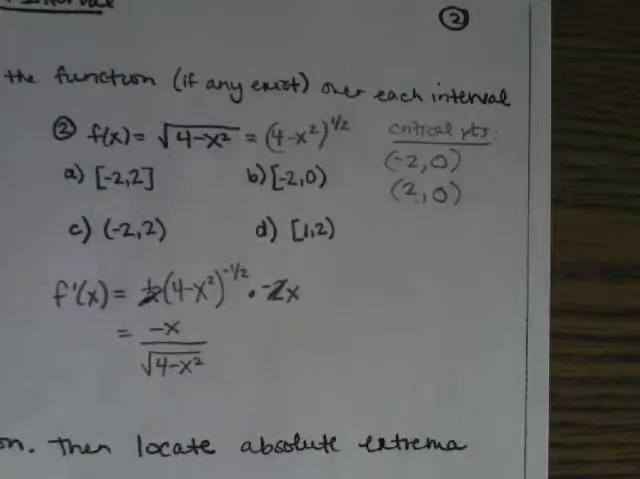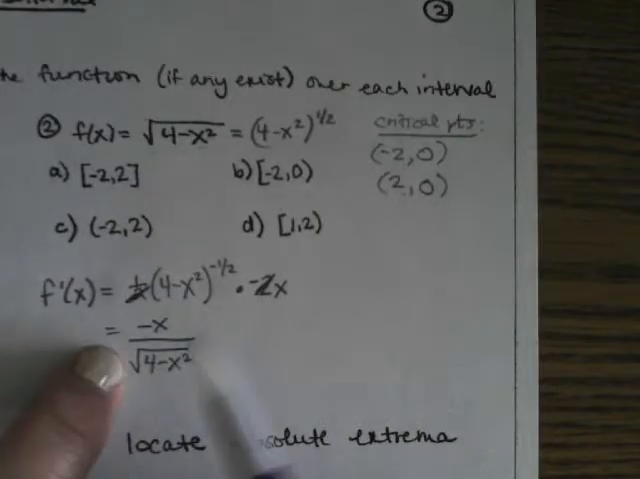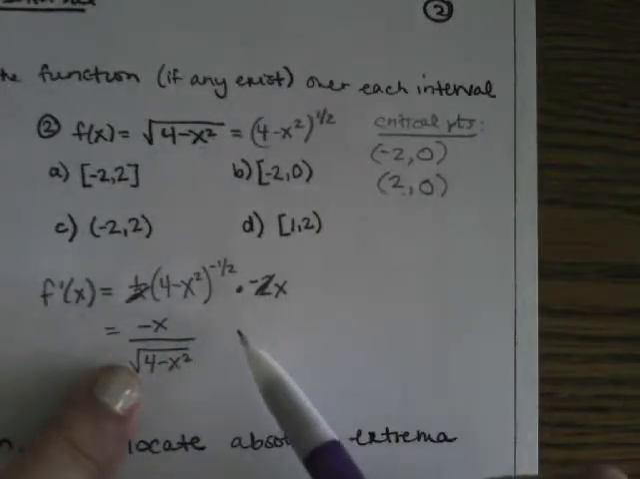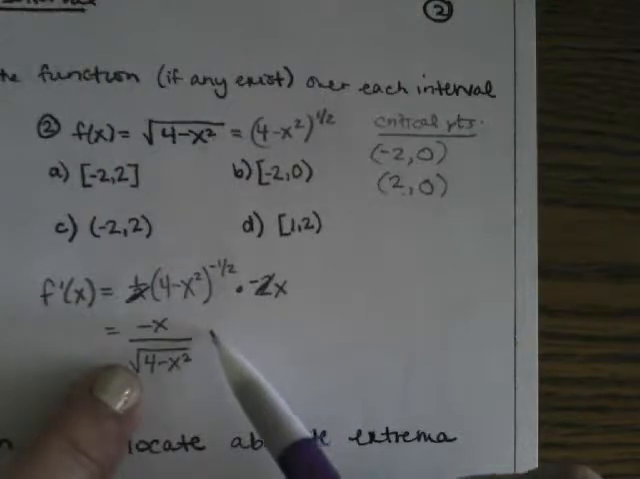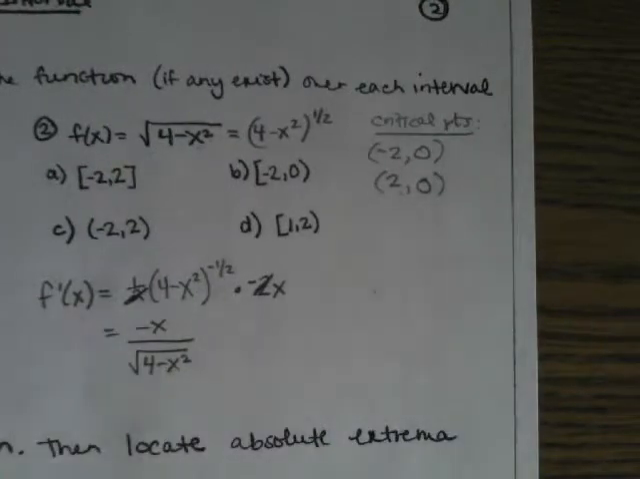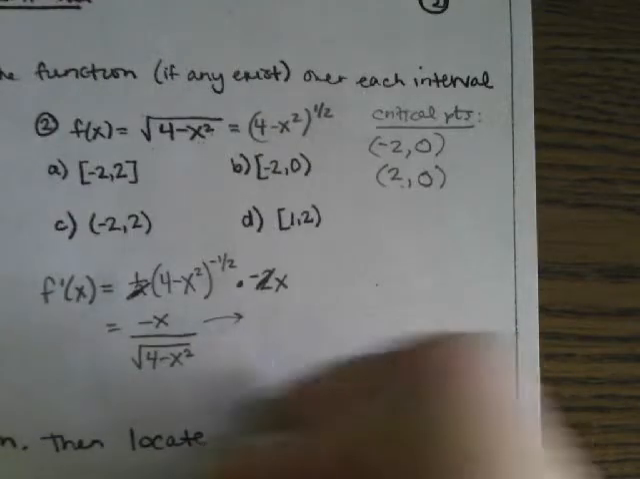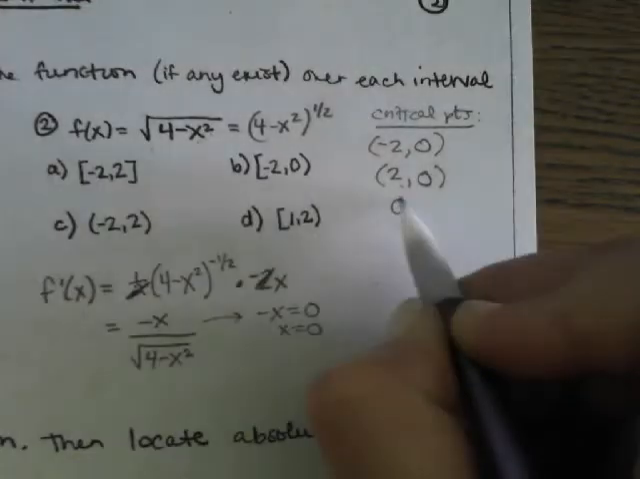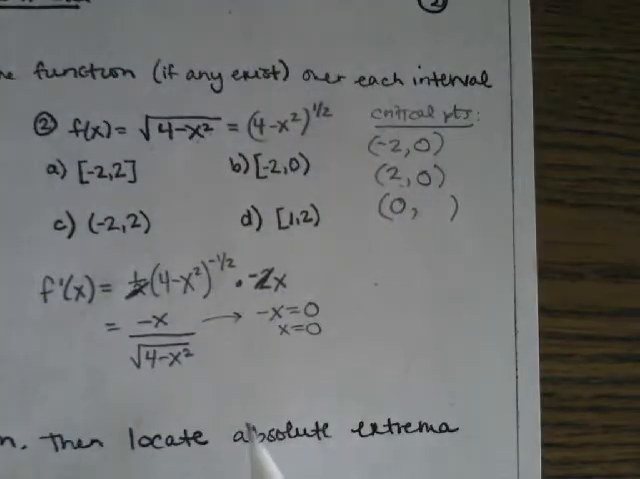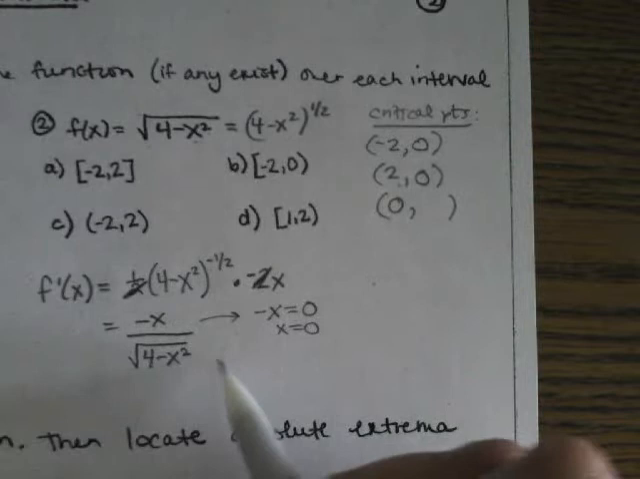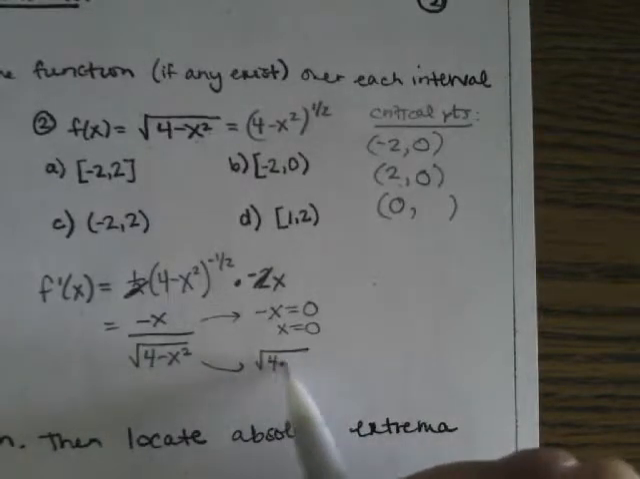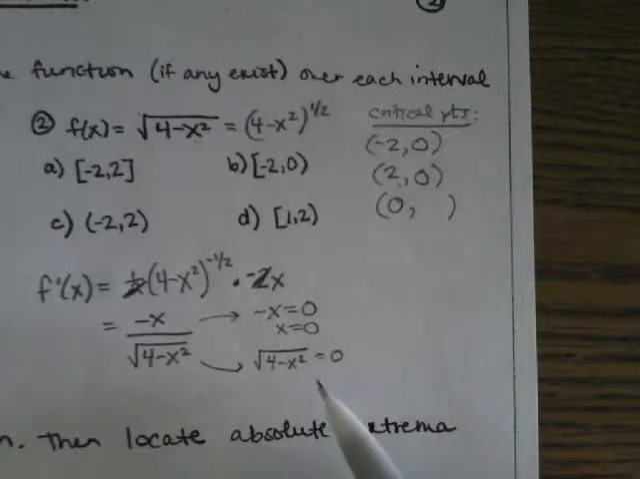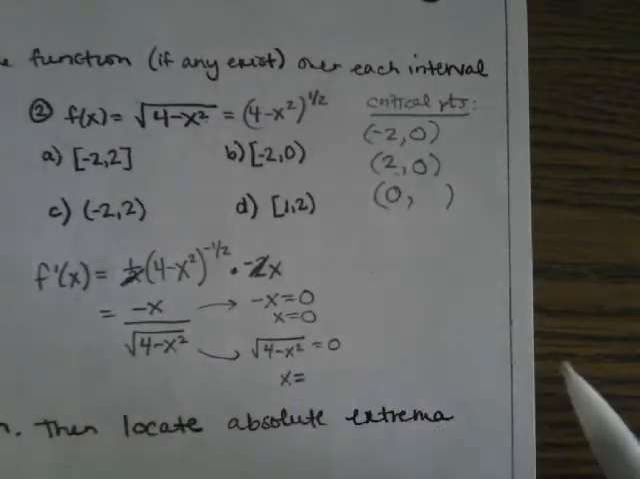So where will this derivative equal 0? A fraction equals 0 when the what is 0? The numerator. So this whole thing will equal 0 if the numerator equals 0, which is happening at x equals 0. And a derivative is undefined when the denominator equals 0. So when I solve this, what does x equal? Plus or minus 2. Now those were already accounted for, because those were our endpoints.